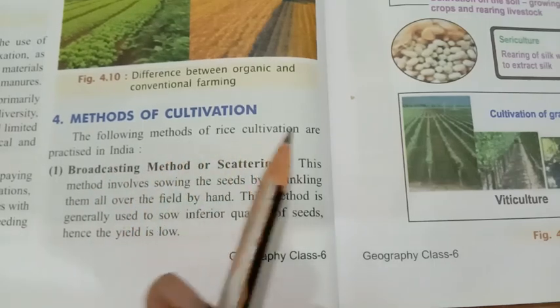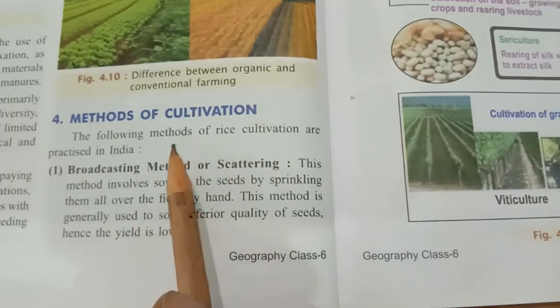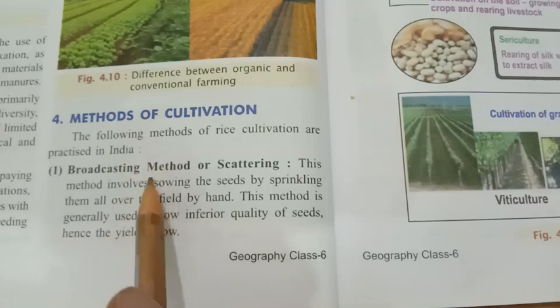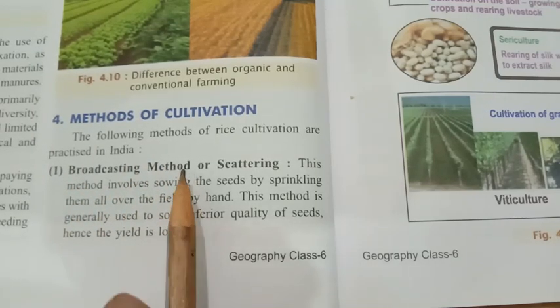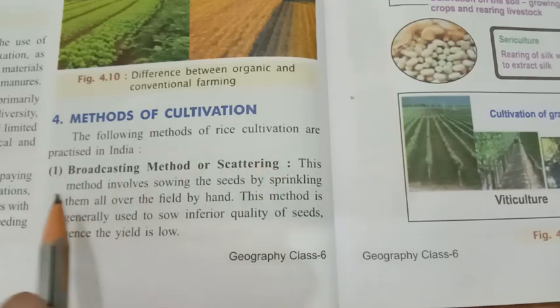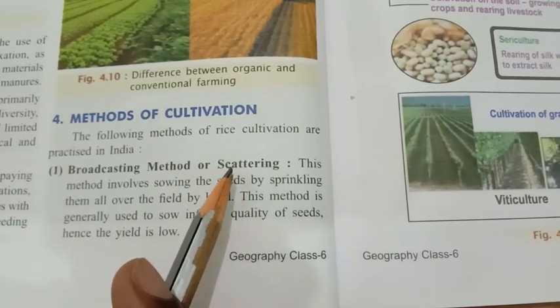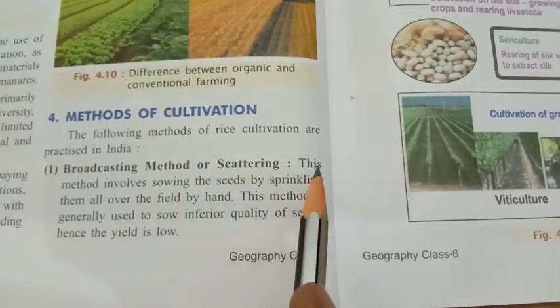If you see rice cultivation, how we used to practice rice cultivation in India, these are the following methods of cultivating rice. First is the broadcasting method or scattering method. What is the broadcasting method or scattering method? Let's read it and understand it.